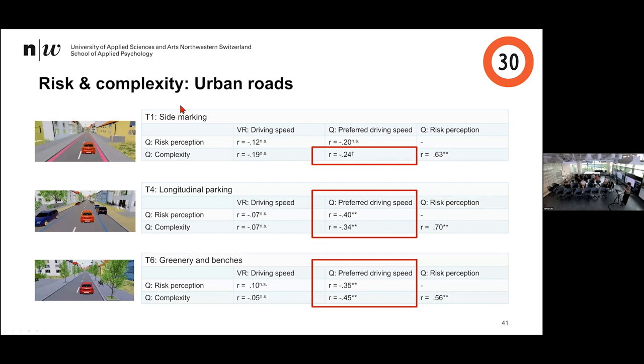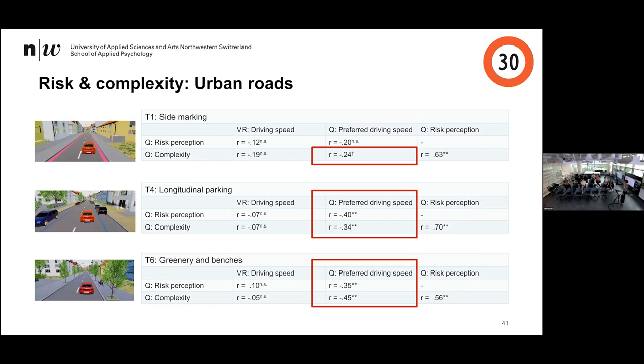So again, some indication that the psychological processes might play a role in speed choice. However, we have the challenge here that there is no relationship with the actual driving speed they have chosen in the simulation. There are several explanations. Maybe there is no relationship. It's one valid explanation, and we need to look for other psychological processes that are relevant.